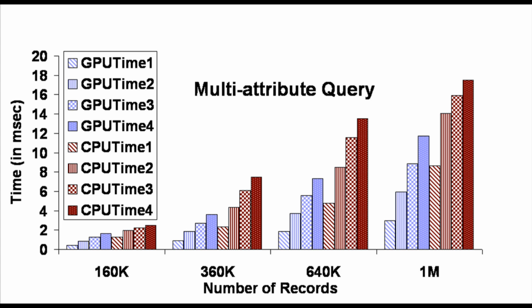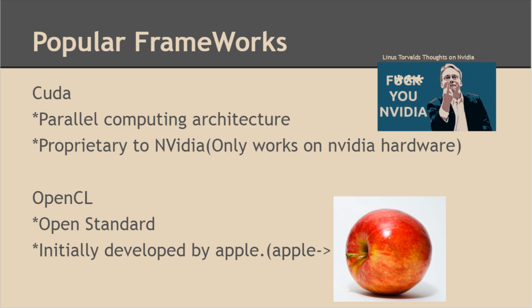Here we have a graph of a multi-attribute query with about 60% selectivity for each attribute. And as we can see, the CPU time keeps increasing as the number of records increases, much higher than that of the GPU time. We will now briefly cover the two most popular frameworks used for parallel computing.